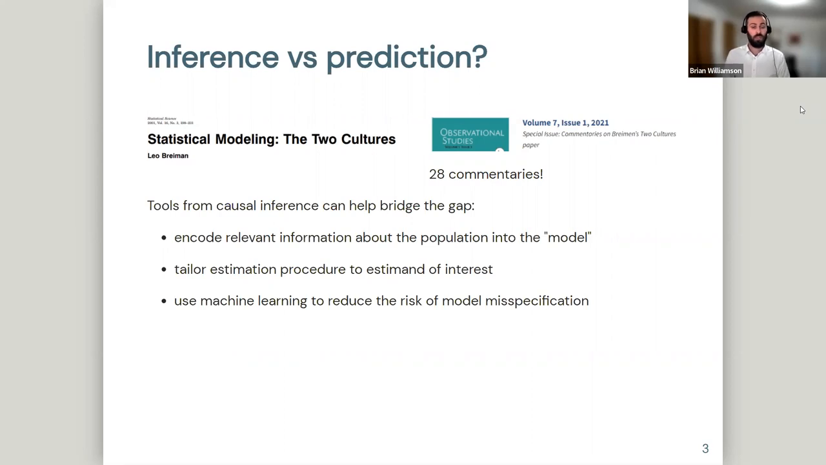And then once we've separated out the population model from the estimand, and the estimation procedure in particular, we can think about how to incorporate machine learning into this estimation to reduce the risk of model misspecification. Because one thing that we're often worried about when we're thinking about using linear regression, say, is: what if there's not a linear model in the population? So how do we get at the underlying quantities that we're interested in?